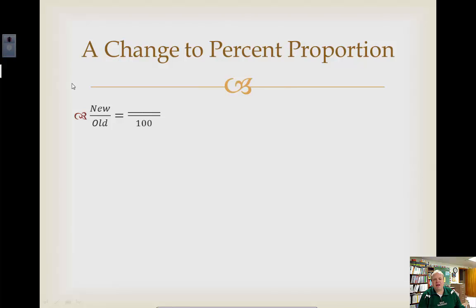I'm going to make a change to the percent proportion, okay? The change I'm making is the new over the old instead of the part over the whole. And then it's still going to equal percent, but instead of percent over 100, it's going to equal 100 plus or minus the increase or decrease over 100. So 100 plus or minus the increase or decrease goes right here. All right, let's go ahead and see how that works.